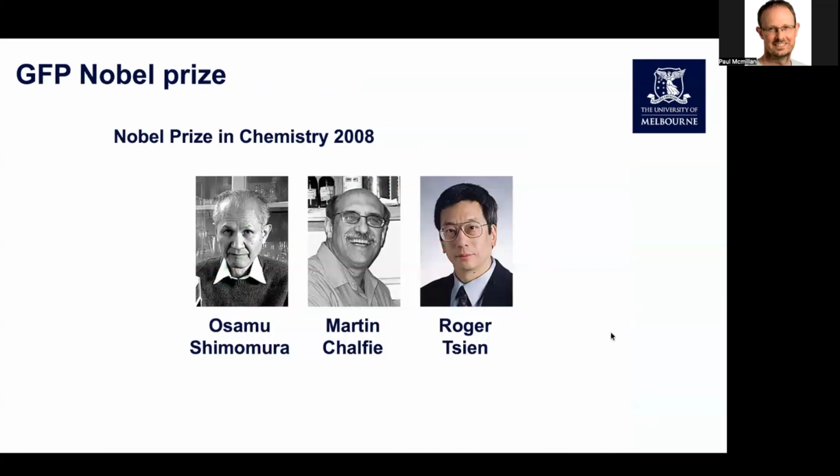And who knew, if you do jellyfish research, you can get a Nobel Prize. So Shimomura identified the GFP protein in jellyfish initially. Martin Chalfie was one of the first scientists to use that to tag proteins of interest and track them within biological systems. And then Roger Tsien really took that and increased the color palette of fluorescent proteins that are available to us. So why are fluorescent proteins useful to us?